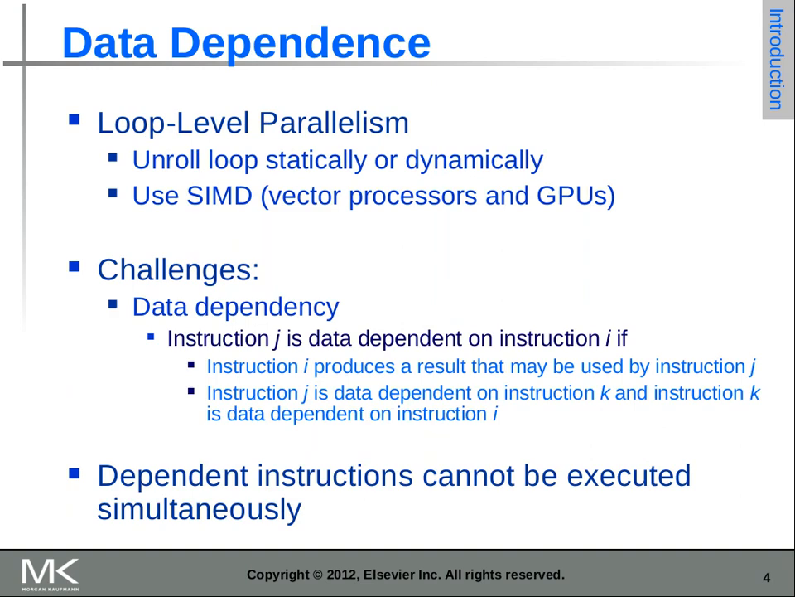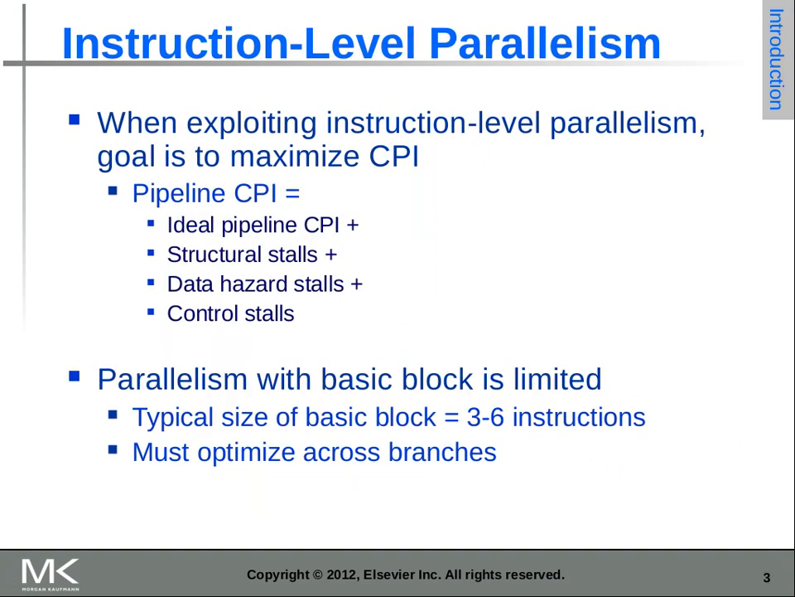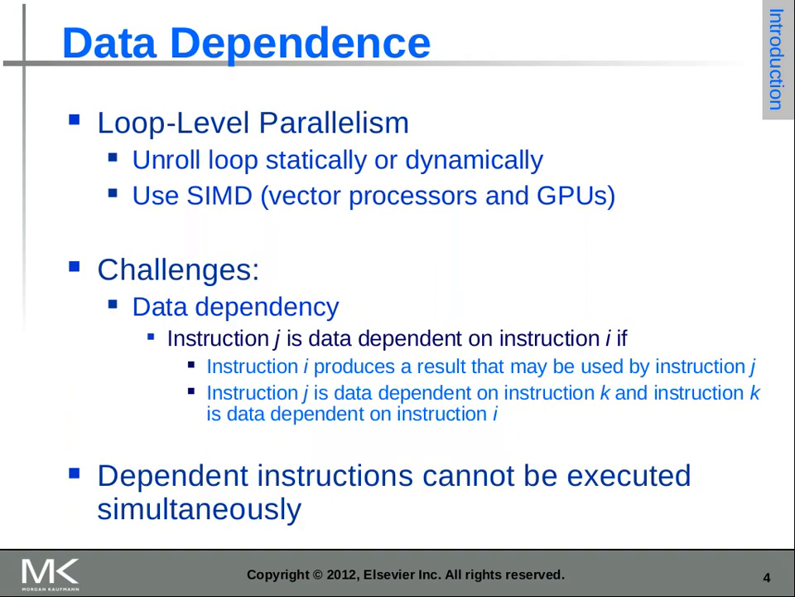Basically, we're trying to explain what are the limitations of instruction level parallelism with in order and out of order. It's the fact that your basic block is 3 to 6 instructions, so you have to optimize across branches, which can make things difficult. All right.